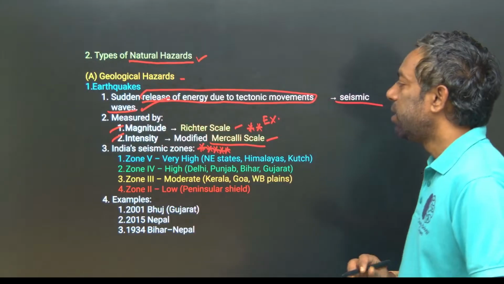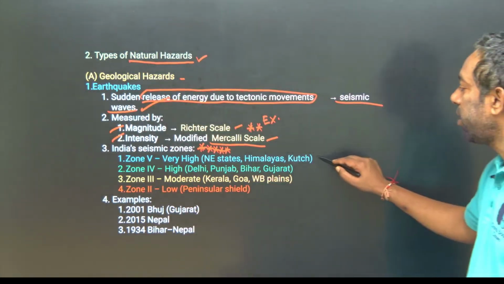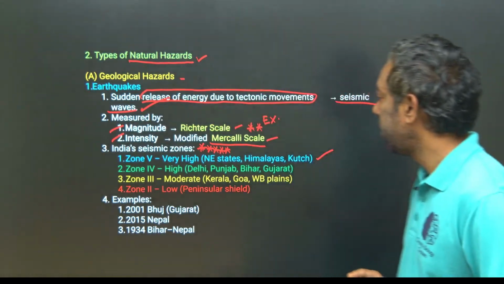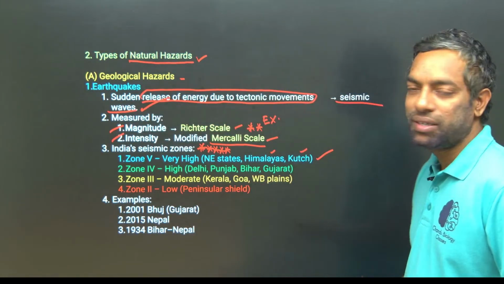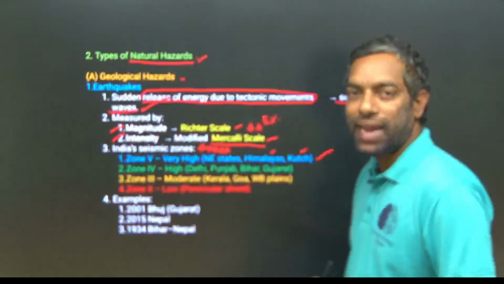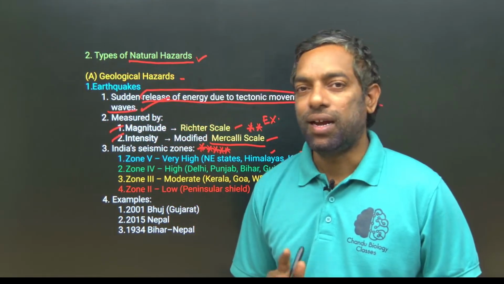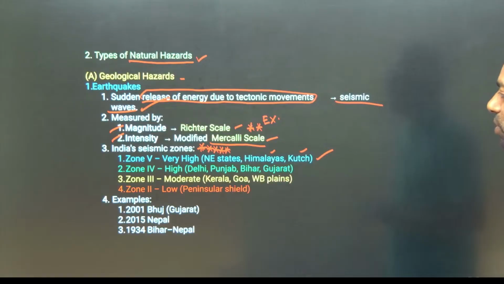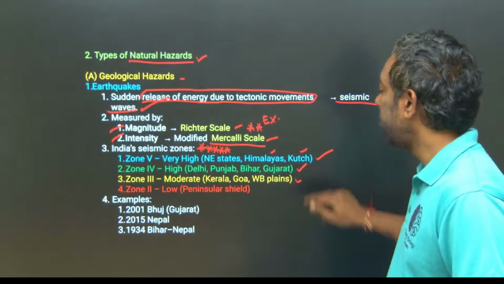Zone 5 is the very high earthquake area. That is the northeastern states, guys, Himalayas, Kutch, Gujarat. These areas are mostly highly earthquake prone areas. Zone 4 is a high earthquake area, not very high. It is Delhi, Punjab, Bihar, Gujarat. And Zone 3 is moderate: Kerala, Goa, West Bengal plain.